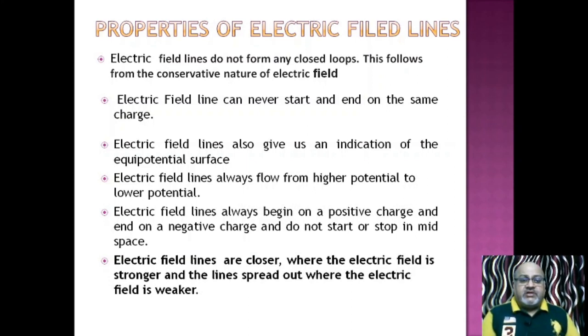If they are closer, if their density with respect to the area is high, the area where the density of electric field lines is high, it means the electric field strength is very high. And if the density of the field lines is very low, the electric field lines spread out, it means in that area the electric field intensity is weak. So electric field lines give an idea about the strength of the electric field intensity also. Properties of electric field lines continue.